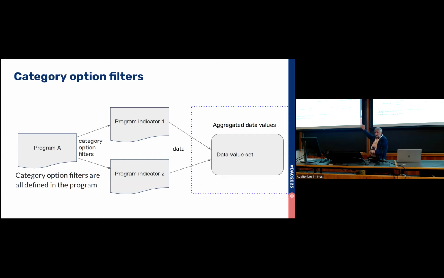You may have, again, different logical program indicators. And one of the things that the new feature does is you define the filters. What are your gender filters? What are your age band filters? You define them in one place in the program with the new design. And I'll show you on the next slide how that's done. And then different logical program indicators can all refer to the same filter definitions.